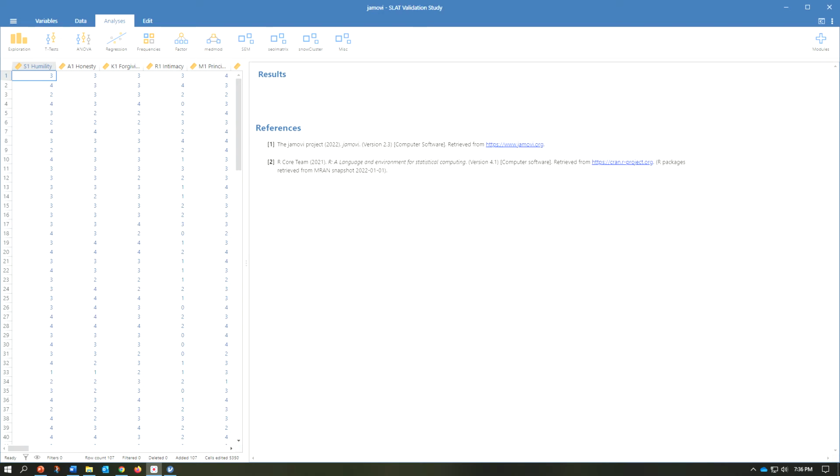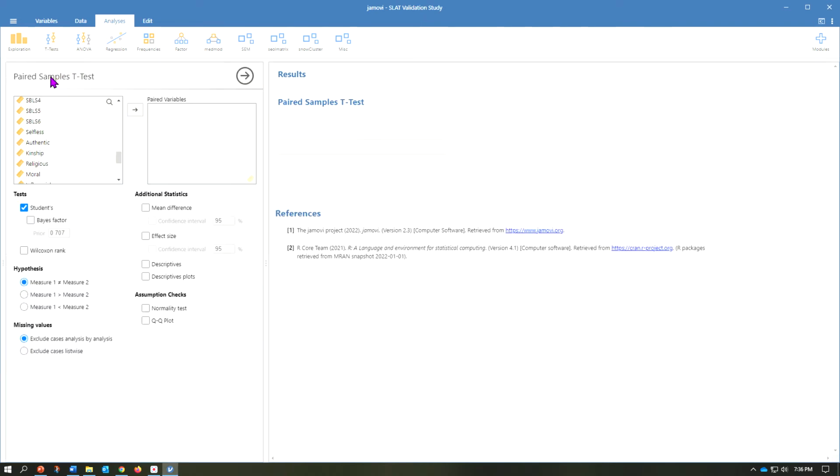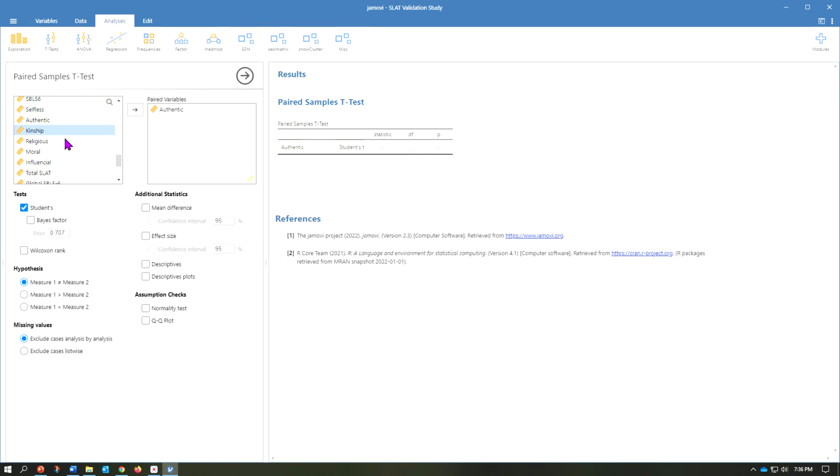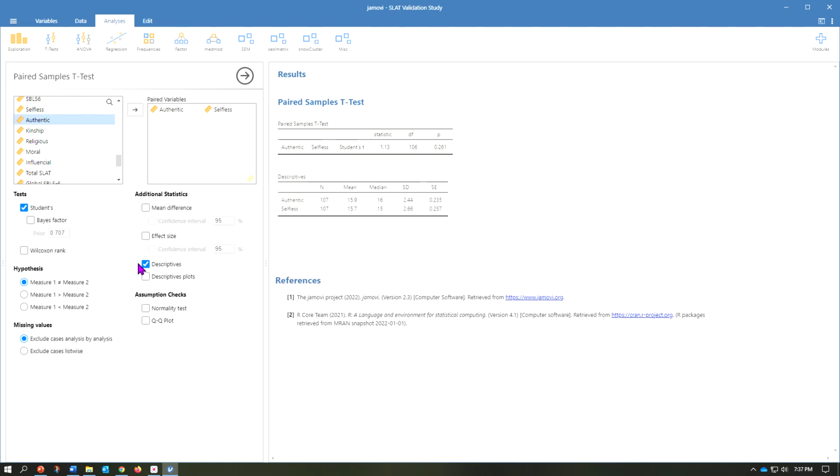Another way of using this particular t-test is to look at the difference between means of values for a couple different things that a measure is investigating. So for example, we will click here in Jamovi t-test, and we are going to go to paired samples t-test. And in this case, our sample, we want to look at, let's say, authentic behavior of leaders as well as selfless behavior of leaders.